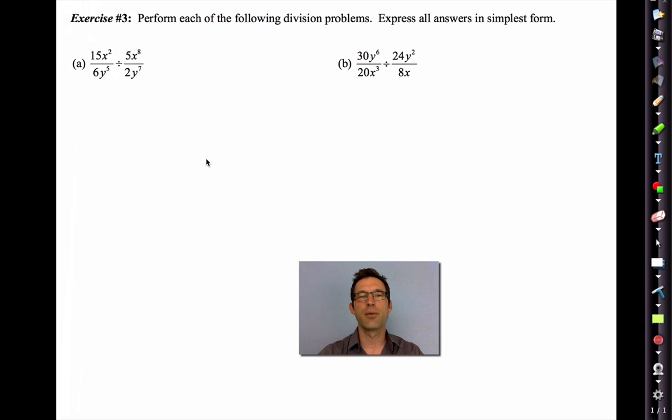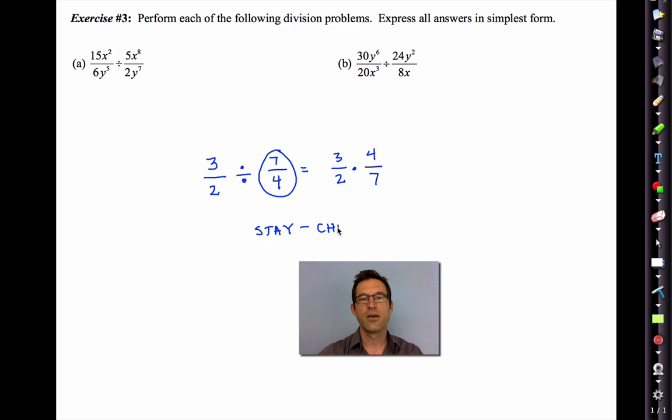And they involve one more step, let me remind you, because when we divide fractions, when we do 3/2 divided by, let's say, 7/4, we change that into an equivalent multiplication problem by multiplying by the reciprocal of the second fraction. A lot of math teachers will use some kind of mnemonic like stay, change, flip, something like that. The idea is very simple.